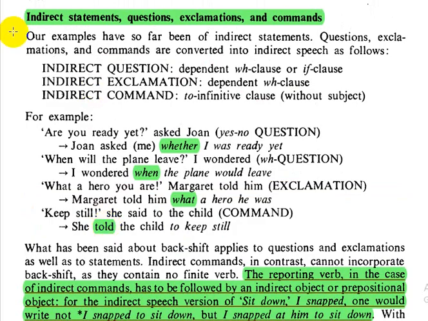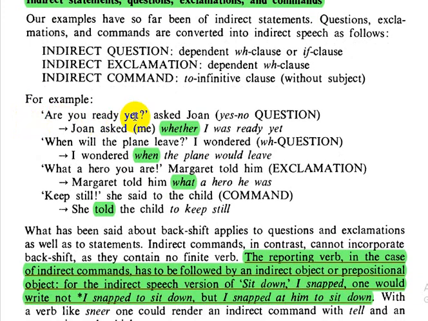Okay, we explained earlier that we insert "that" if we have a statement. Now we are going to explain the main changes with questions, exclamations, or commands. So let's take examples. For example, here, "Are you ready yet?" This is a yes-no question. In the direct speech, Juan asked. If you have a yes-no question, you can use whether or if.